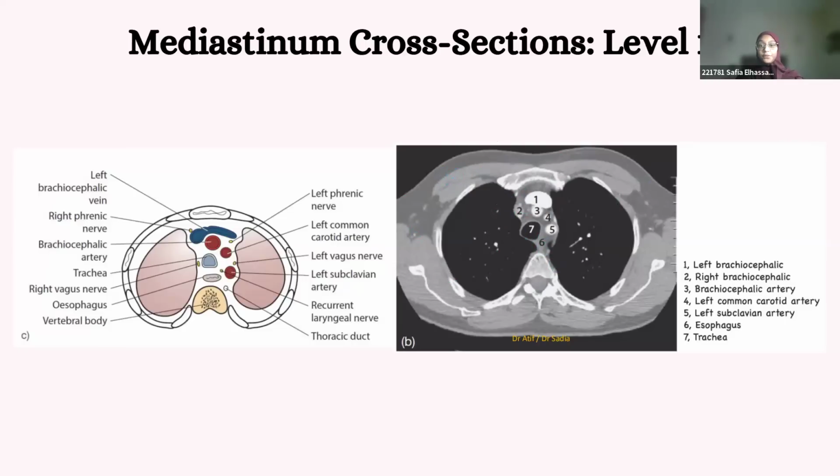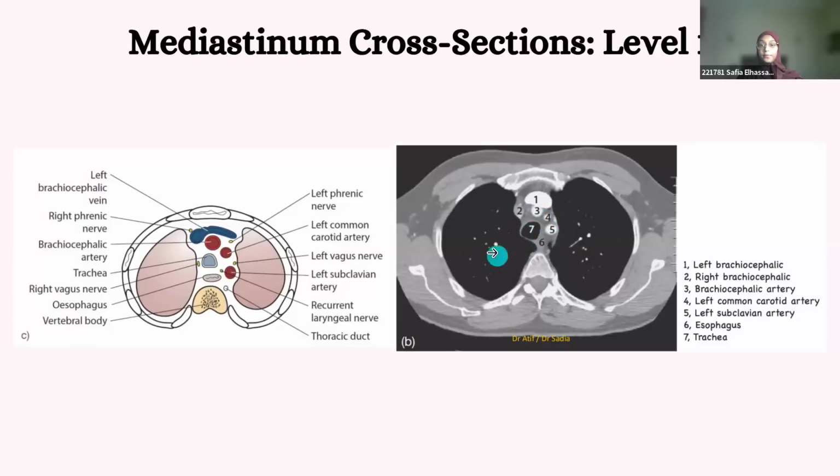So let's start with the first level, and the very first thing that you can notice is the trachea. The trachea has a very distinctive C shape, and that's because it has C-shaped cartilage, and in the back here it has the trachealis muscle. You can definitely tell that it's the trachea because it's black, because it's full of air. Directly behind the trachea, you have the esophagus.